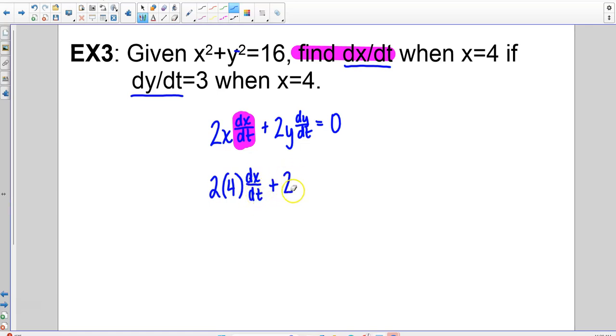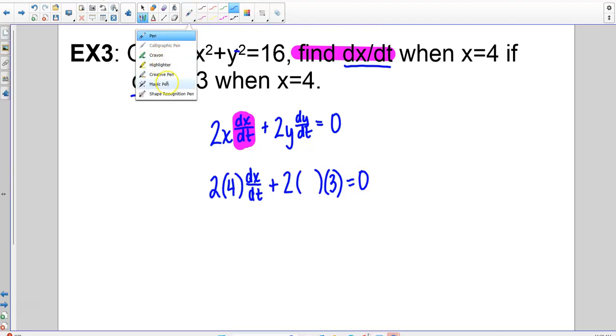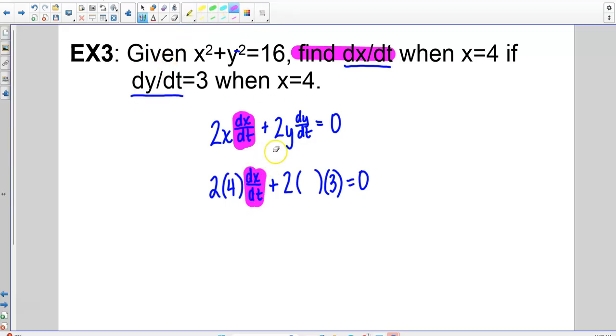But, oh, I'm running into a problem here. I've got the y, I don't know what to replace it with, right? But I do know dy dt is 3. And I'm not going to be able to solve for the dx dt that's right here if I also have a y over here. So there's got to be some way for us to replace that y. What do you guys think? Any ideas?